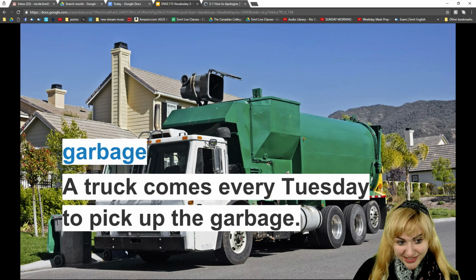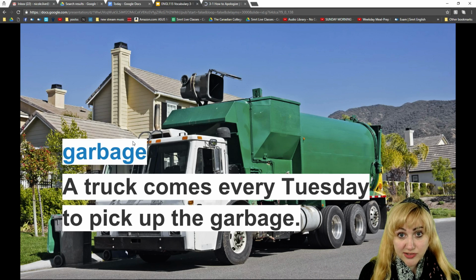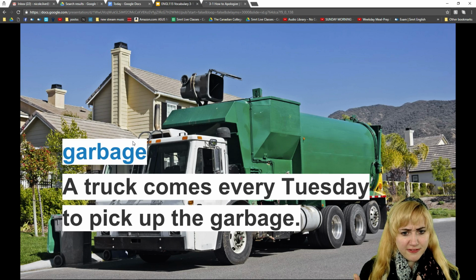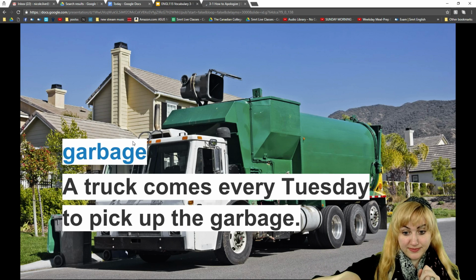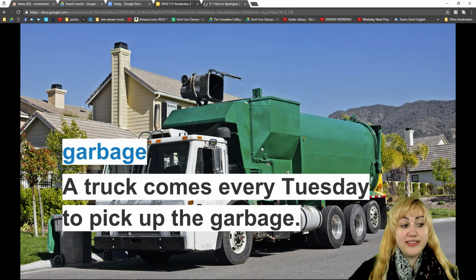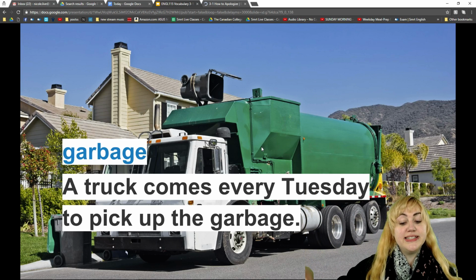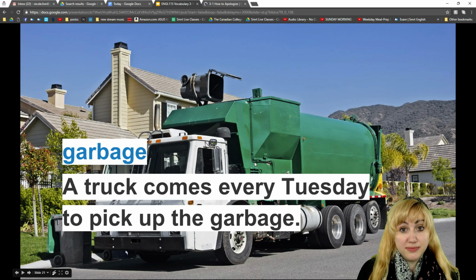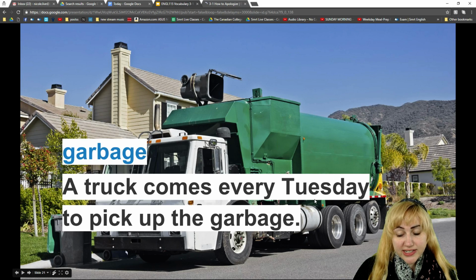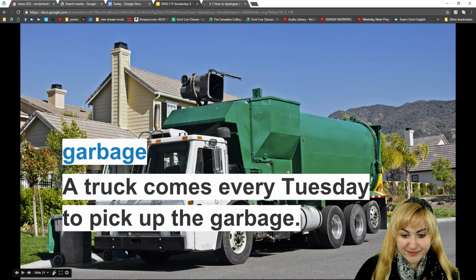This word is garbage. So garbage is a noun, and it's similar to trash or refuse or rubbish, if you know those words. Garbage is stuff you don't need anymore and you throw away. So for example, in the picture, this is a garbage truck. So it's a truck that takes the garbage from your house and puts it into a garbage dump. A dump is a place to collect garbage. The example says a truck comes every Tuesday to pick up the garbage.